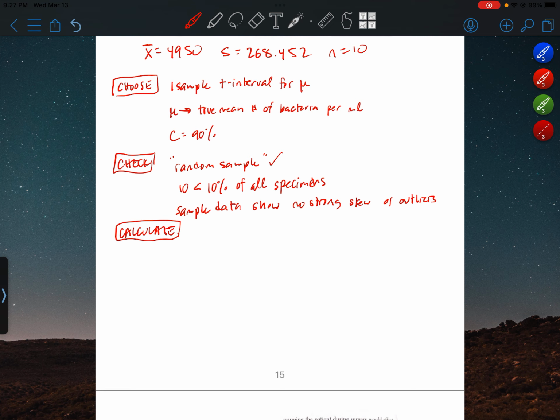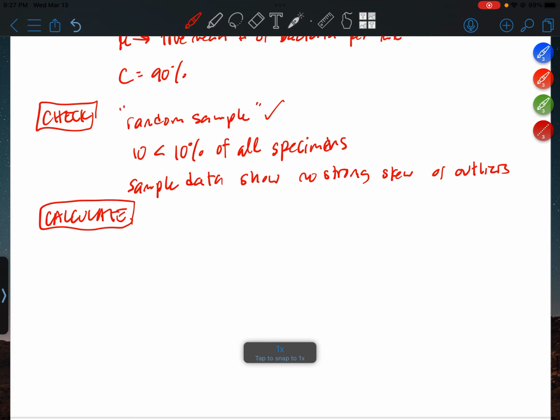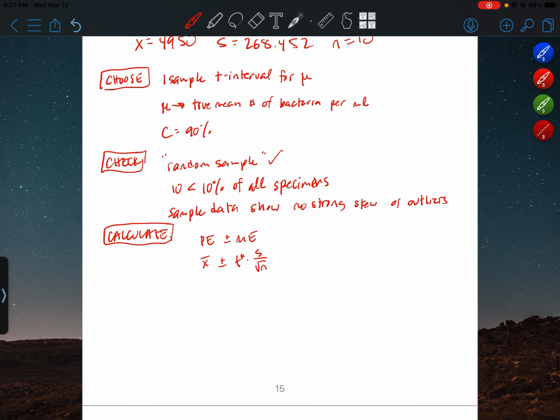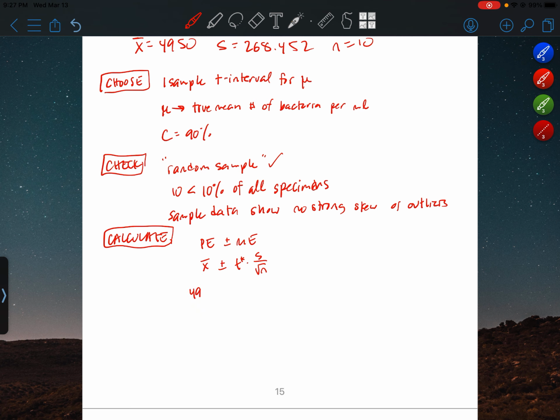So now we're going to push forward and do some calculations. General formula: point estimate plus or minus margin of error. Specific formula: x bar plus or minus t star times s over root n. Plug in the numbers now. x bar 4950 plus or minus our critical value. Let's do some work over here on the side. Degrees of freedom, 10 minus 1 is 9. Confidence level was 90%.